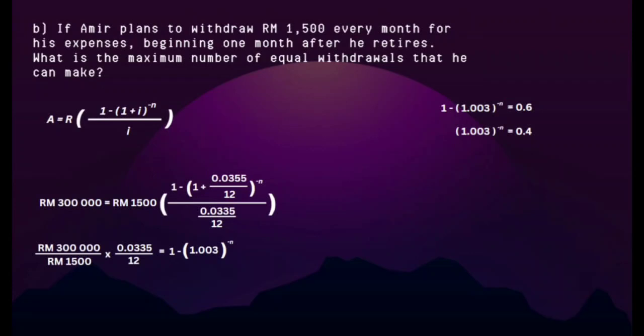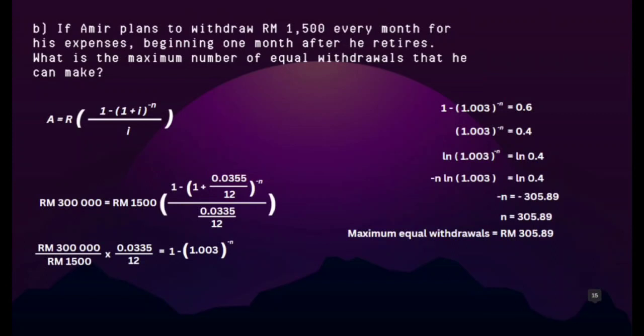We need to find n, so we also need to use ln for this step. So we just click ln on the calculator. Ln 1.003 divided by ln 0.4. So we got n is negative 305.89. So we just need to change it to positive, and we get the answer, 305.89, which is the maximum equal withdrawal that Amir can take. This is the end of my part.